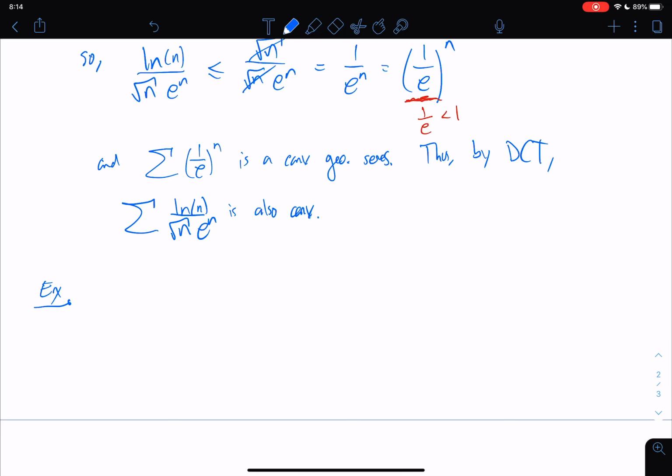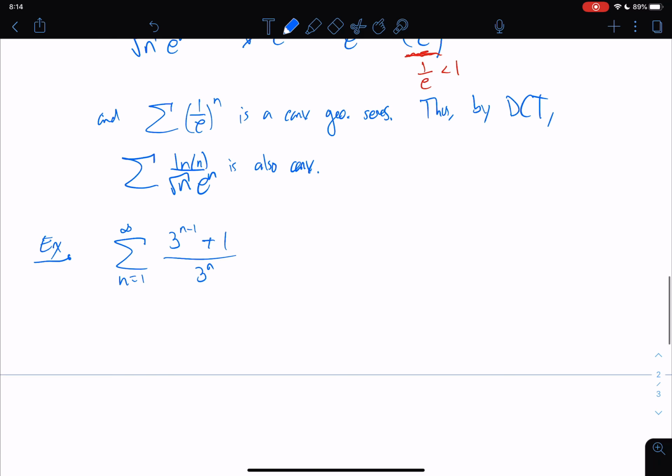We have this one that says the sum of 1 over 3 to the n minus 1 plus 1, going from 1 to infinity. What about this? Well, observe that if I were to just destroy this plus 1, I'd get something smaller. So let's see what we get if we do that. If I take 3 to the n minus 1 plus 1, and I just kill off that plus 1, I get something smaller. Well, that simplifies into just a 3 in the bottom, 1/3 then.